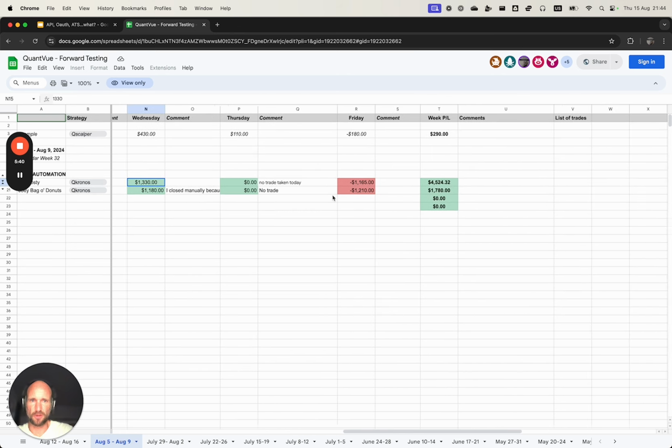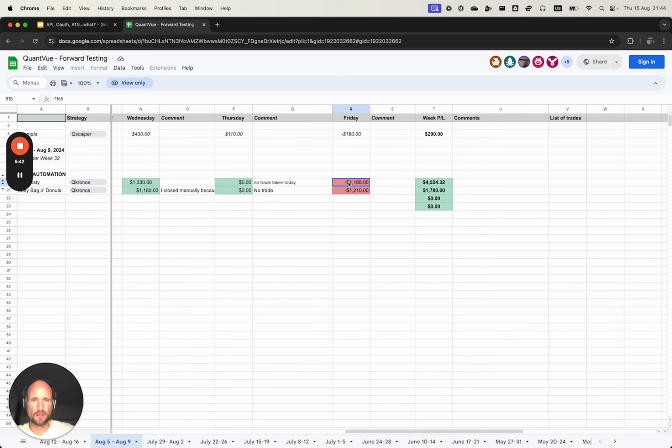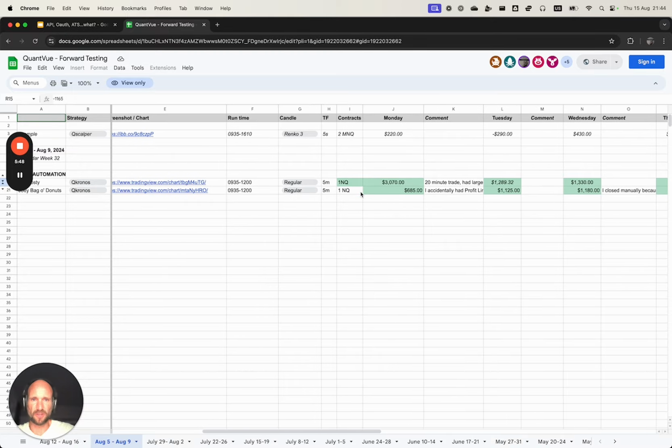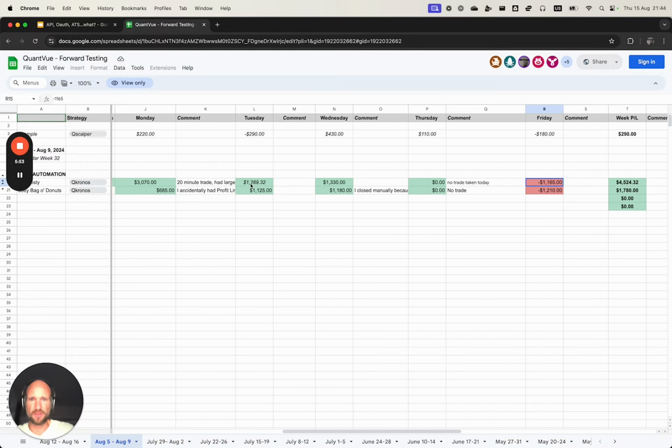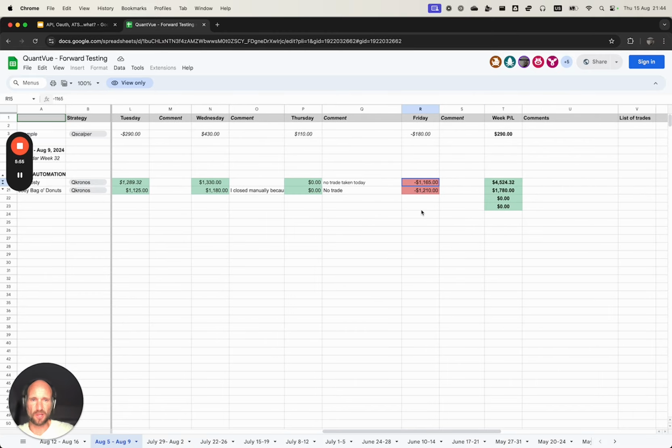No trades taken on Thursday. On Friday, on TradingView, loss is a bit higher. So Alert Dragon, less loss. That's a great example of execution speed. Both use API, exactly the same strategy, but the profits are a bit higher and the loss is a bit lower when the API is faster.